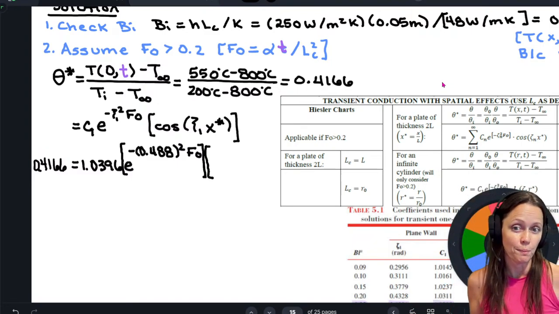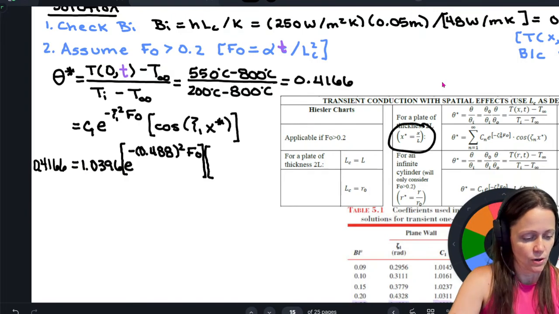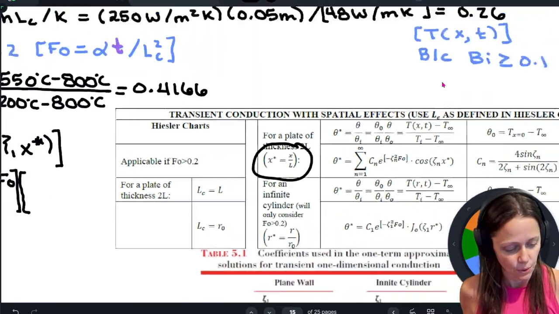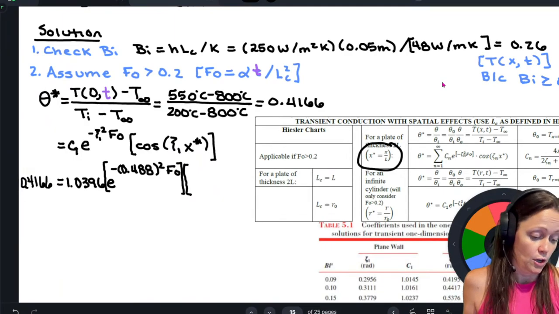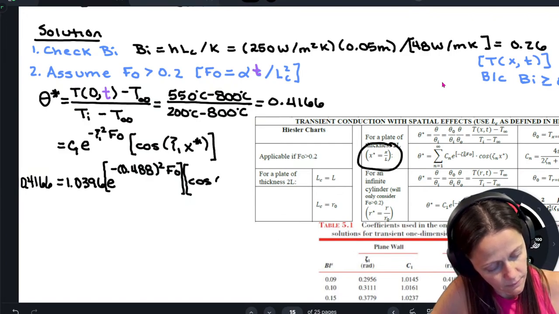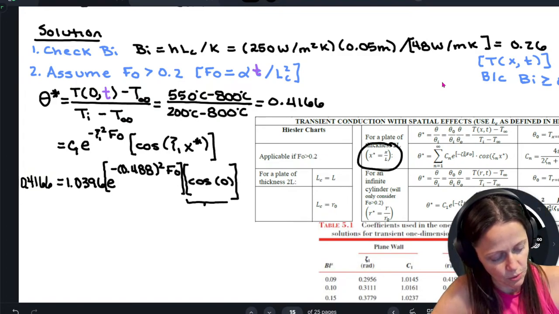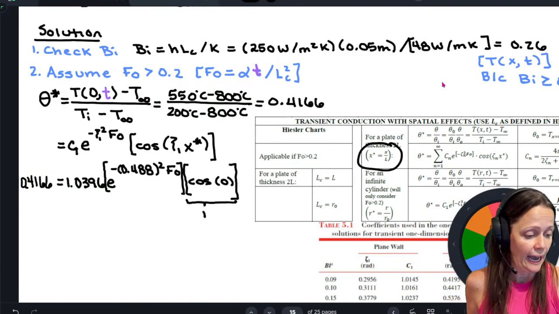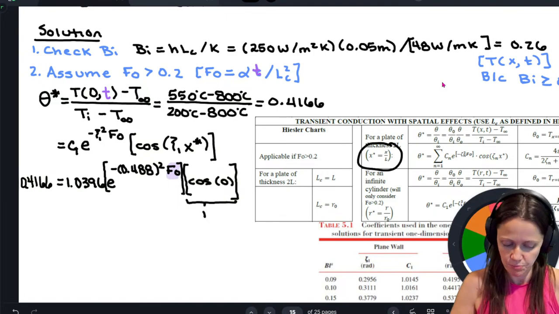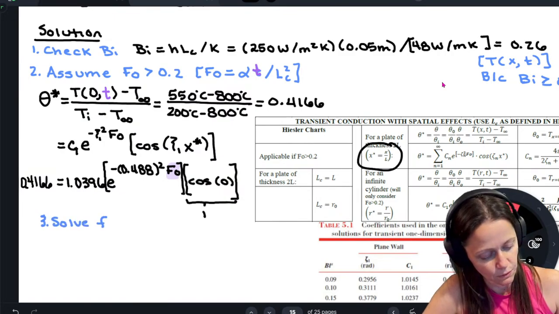Since we're talking about the midplane, at x equals 0, then this x star is just going to be 0 because it's 0 over L. And so that just leaves the cosine of 0, which is 1. So again, this is just 1. And so I have one equation and one unknown, and I need to solve for that. So I'm going to solve for the Fourier number.